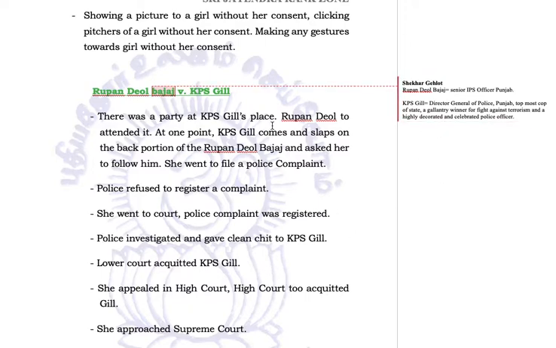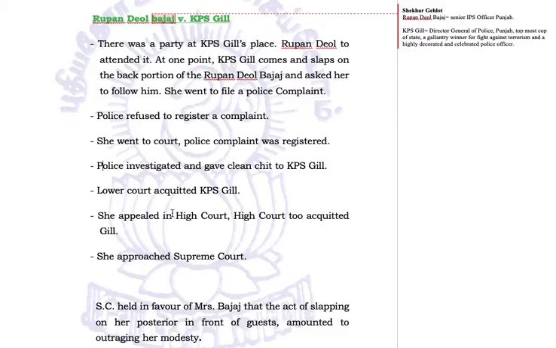Now we read it. Simply by reading, we can all understand that an offense has been committed. And look at the courage this lady officer, Rupandel Bajaj, showed. In that circumstance she went against her own chief, and she went to the court on different levels. She first went to the court to get the police complaint registered. Then she again came to the court, but KPS Gill was acquitted. She went to the High Court. Then KPS Gill was acquitted, and she still did not give up the fight. She approached the Supreme Court.